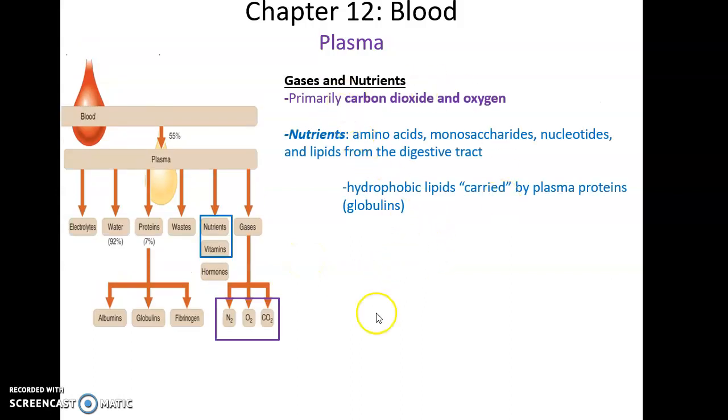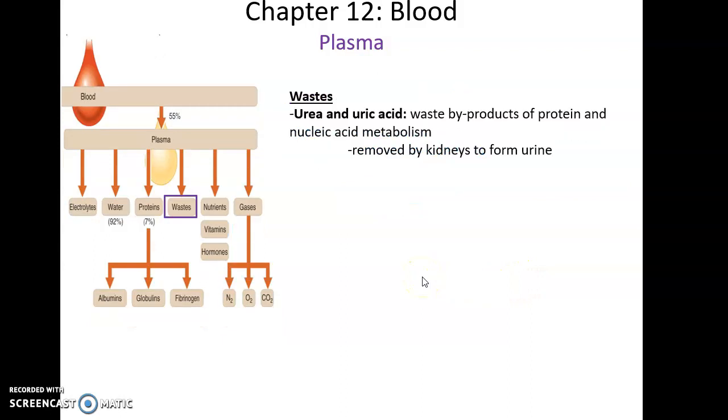Also found in plasma are various gases. You've got nitrogen, lots of nitrogen, but it doesn't really do anything. It's just there. The important gases, though, are oxygen and carbon dioxide. So there is some oxygen in the plasma. The rest of it's in the red blood cells. And then there is a lot of carbon dioxide in the plasma, although some of it is also found in red blood cells. Then nutrients: amino acids, monosaccharides, nucleotides, lipids, all coming from the digestive tract. And of course, the hydrophobic lipids, as we know, are carried by plasma proteins, specifically alpha and beta globulins.